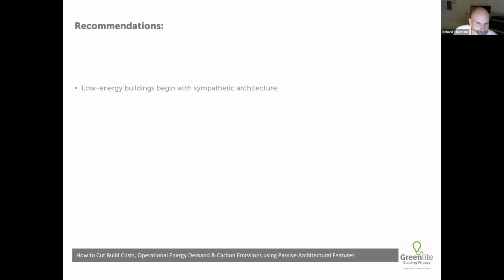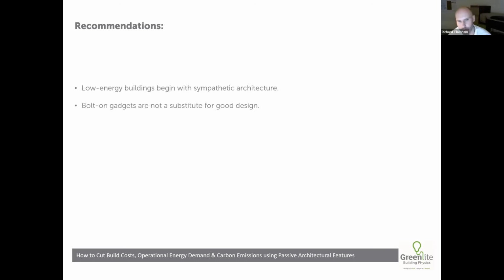So in terms of recommendations, low energy buildings begin with sympathetic architecture. And what I mean by that is without getting the architecture right, you will really struggle to deliver an energy efficient building. I've worked on enough projects now to realize that if the architecture isn't correct at the planning stage, you will be fighting an uphill battle to get that building to work well.